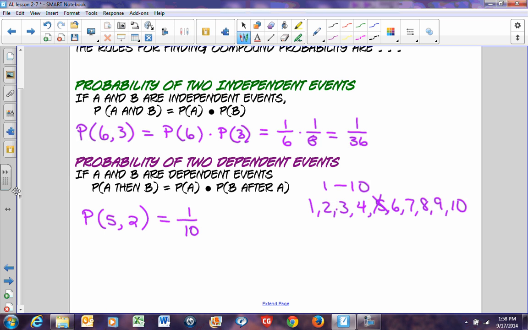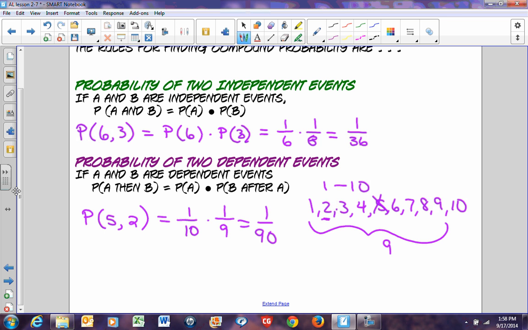We didn't replace it. It's no longer in the deck. So the probability of the 5 is 1 out of 10 cards. The probability of the 2 is now 1 out of 9 cards, because there's 1, 2 left, but there are still 9 cards left in the deck. Not 10 anymore because the 5 is gone. So this probability is 1 out of 90. That's the difference between probability of independent events and probability of dependent events.